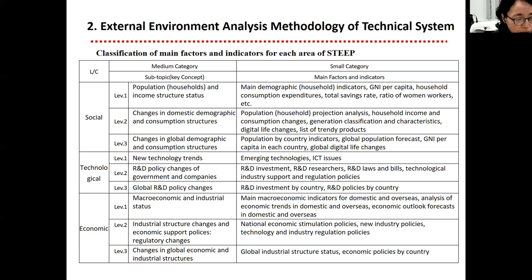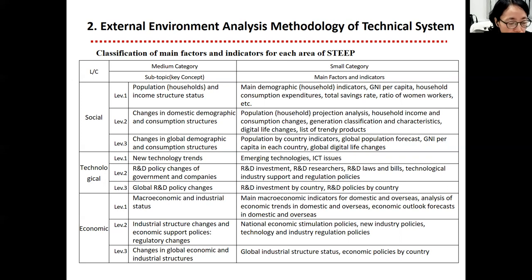Main factors and indicators of level two to understand the changes in domestic demographic and consumption structures are population and households projection analysis, household income and consumption changes, generation classification and characteristics, digital life changes, and risk of trendy products. They mainly include qualitative data, research reports. Main factors and indicators of level three to understand the changes in global demographic and consumption structure are population by country indicators, global population forecast, GNI per capita in each country, and global digital life changes.